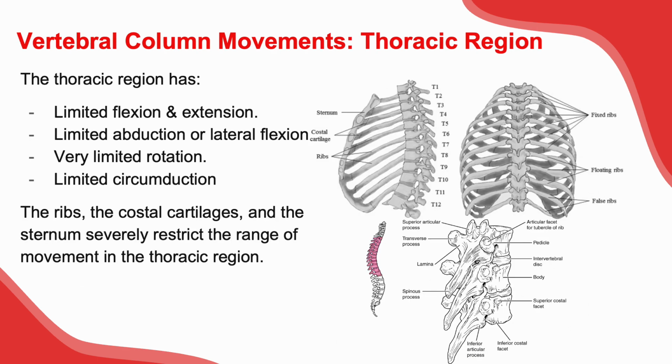The thoracic region movements are limited. It has limited flexion and extension, limited abduction or lateral flexion, very limited rotation, and limited circumduction. This is all due to the ribs, the costal cartilage, and the sternum, which restrict the range of movement in the thoracic region.